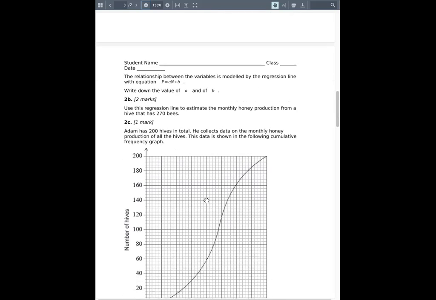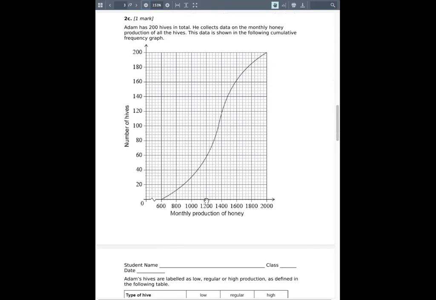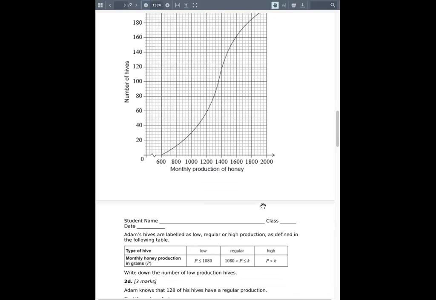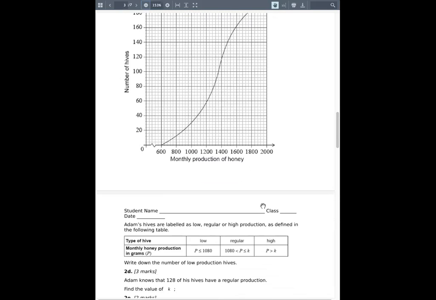All right. 2C. Adam has 200 hives in total. He collects data on the monthly honey production of all the hives. This data is shown in the following cumulative frequency graph. Write down the number of low production hives.